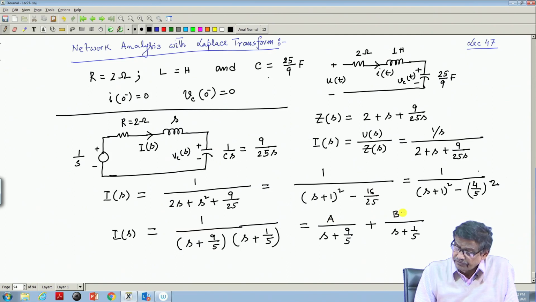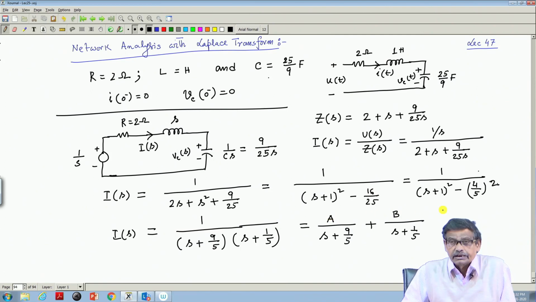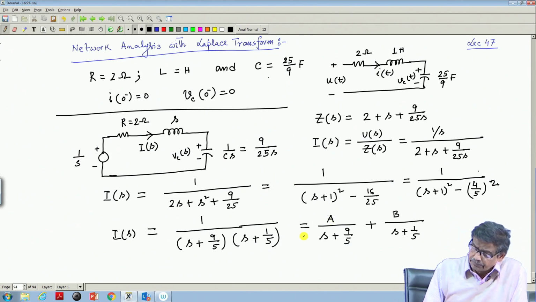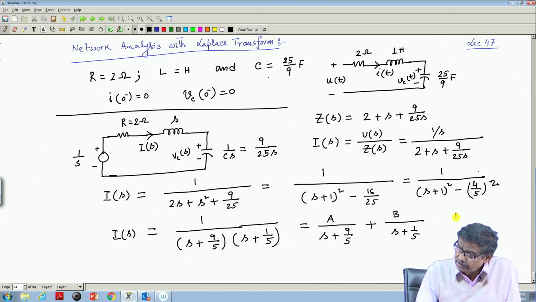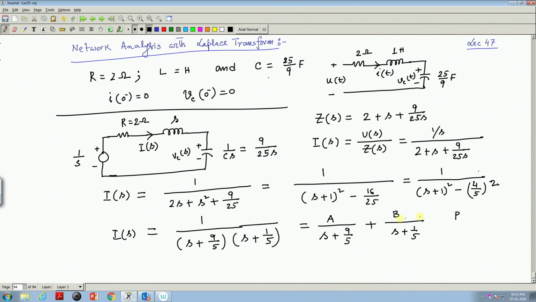Now, A and B are constants to be determined. How to determine these constants? I will follow this rule, there may be several other rules which you can also adopt, but nonetheless you have to break this up into what is known as expand this in partial fractions, partial fraction is the word.